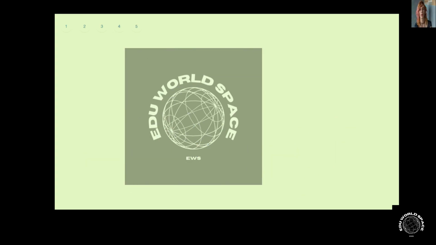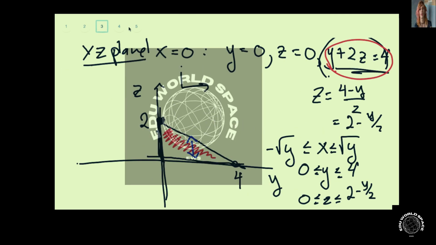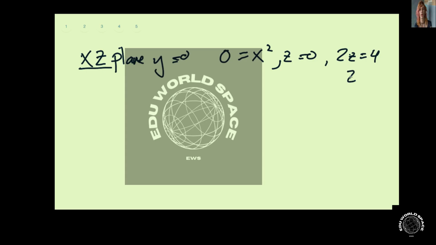We got 2 more integrals to do. So we looked at the xy plane, we looked at the yz plane. Now we need to look at the xz plane. So when y is equal to 0, we've got x is equal to 0, we've got z is equal to 0, and then we've got 2z is equal to 4. So z is equal to 2. Okay. So that's when y is equal to 0.